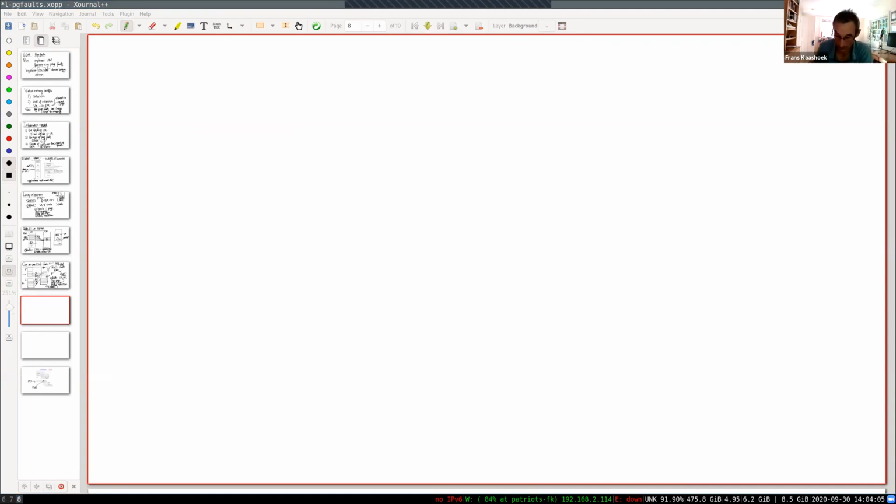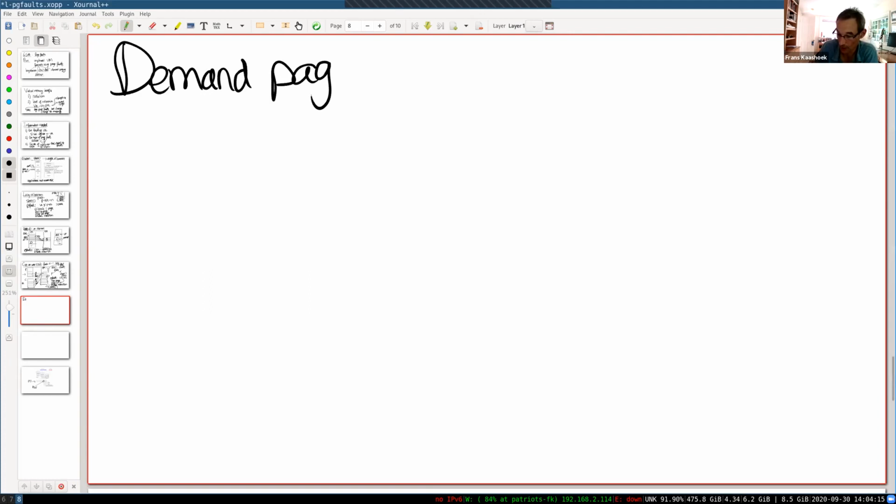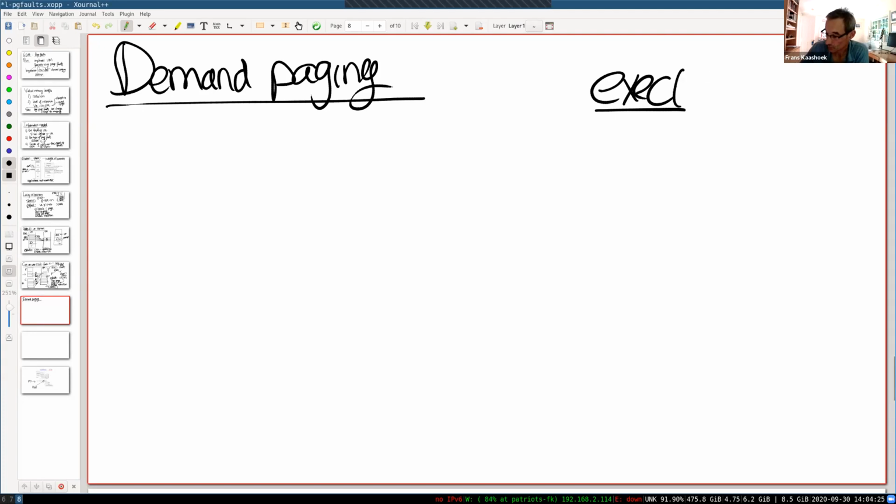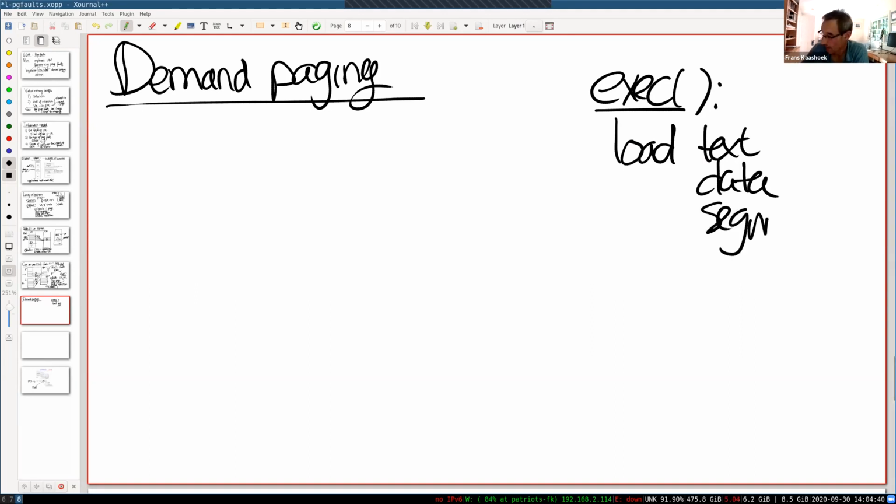Okay, then let's go to the next one. This is something that's called demand paging. Another very popular one implemented in most operating systems. And so this goes back basically to exec. Currently in unmodified xv6, exec actually loads the text segment and the data segment from file and maps it in eagerly into the page table.